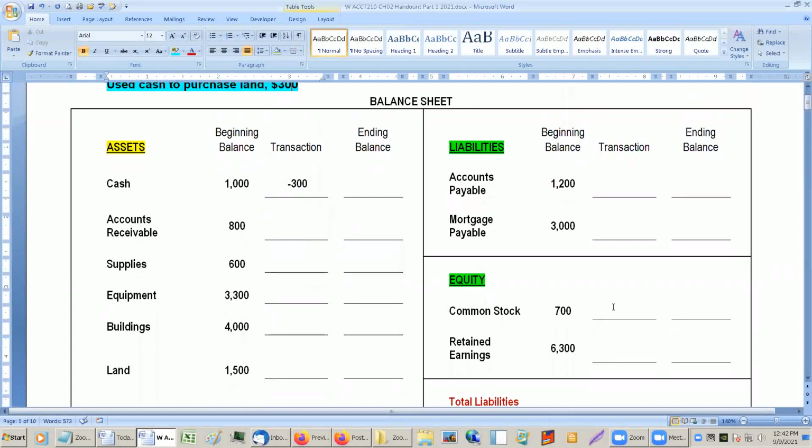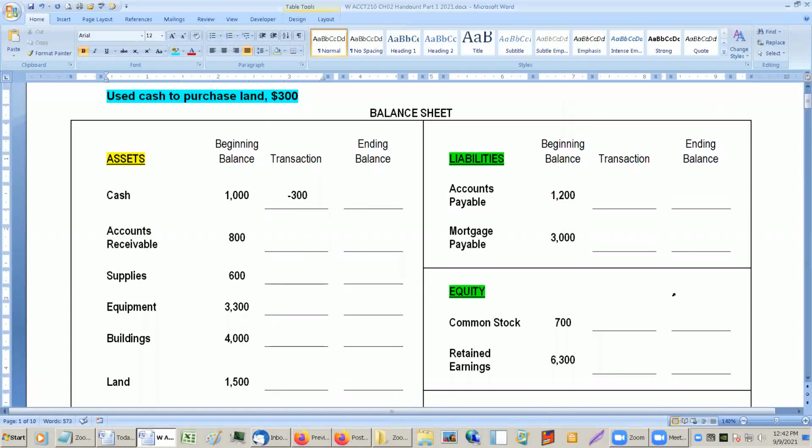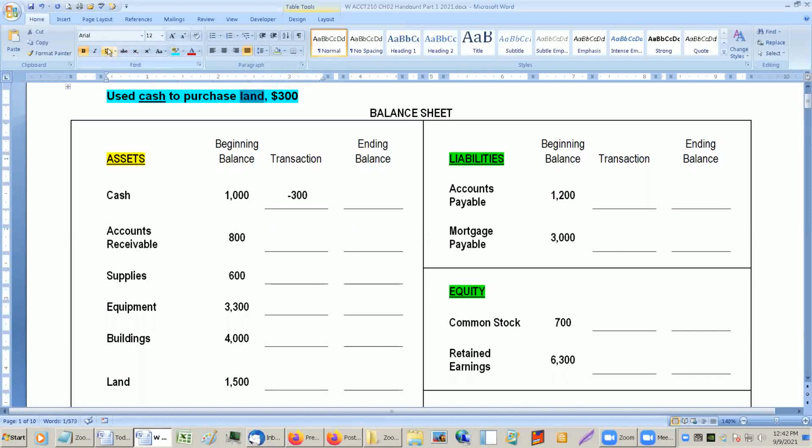Now notice this isn't going to balance if we don't have another account, right? So what other account are we going to use? So we got the cash. It's land. Yep. There's going to be another account here. We used cash to purchase land. So our cash went down. What happened to our land? Did it go up or down? It went up because you purchased it. Yep.